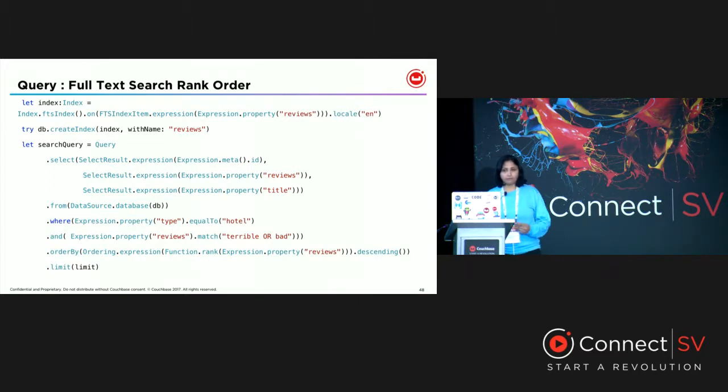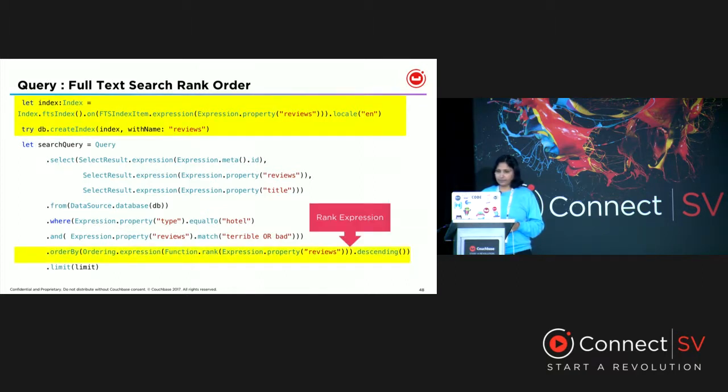Now, very closely linked with full text search is a rank order. So what is a rank order? Rank order basically specifies, it's like a weight that you assign to a match. So in terms of a full text search, if something matches more closely than something else, then that's ranked higher, okay?